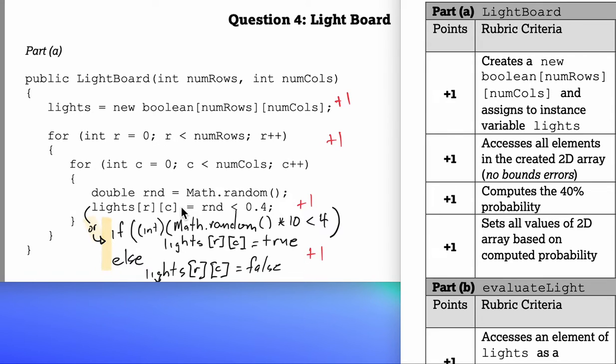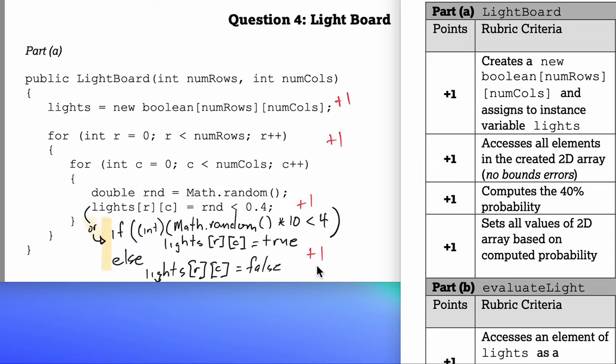Another way that you might have done it is using an if statement and maybe generating a random integer. In this case, I did a random integer and I put an if. The random integer is from 0 to 9. And if I do 0, 1, 2, and 3, that's a 40% chance of being true. Set that position to true, else set that position to false. And that's part 3, that sets all the values of the 2D array based on the computed probability.